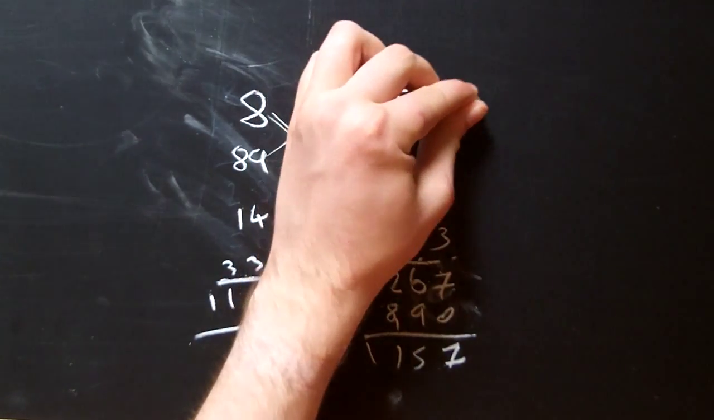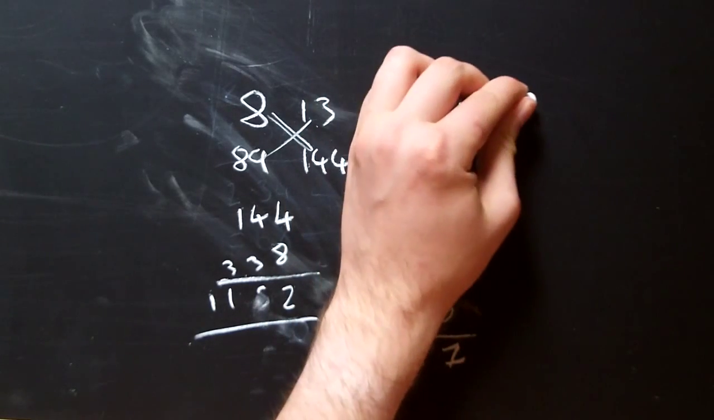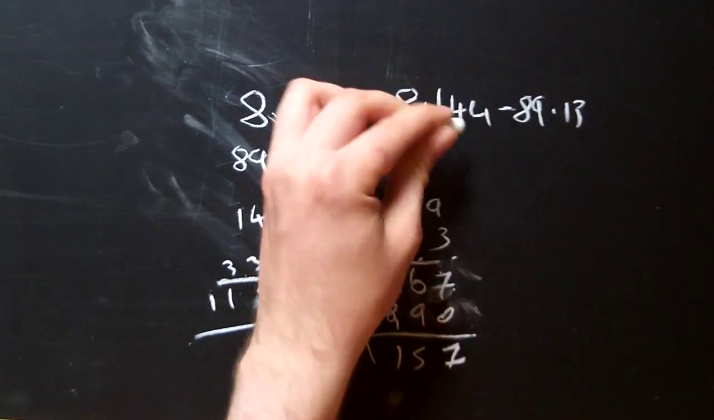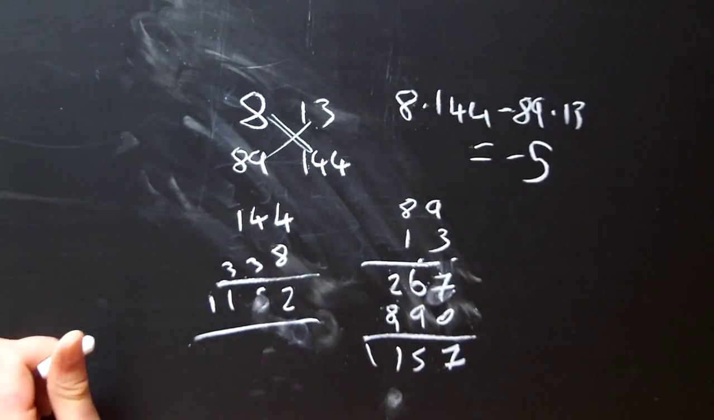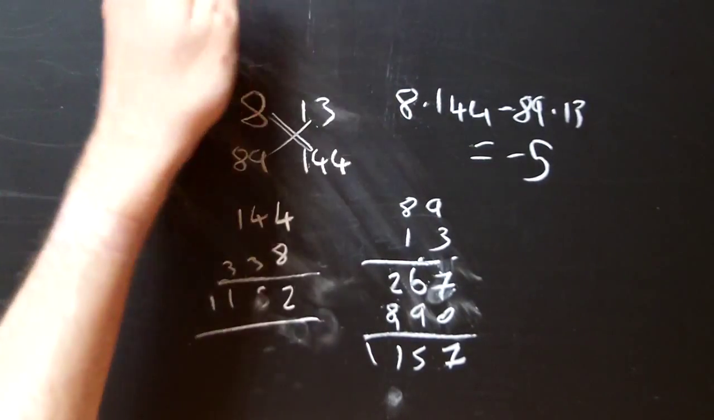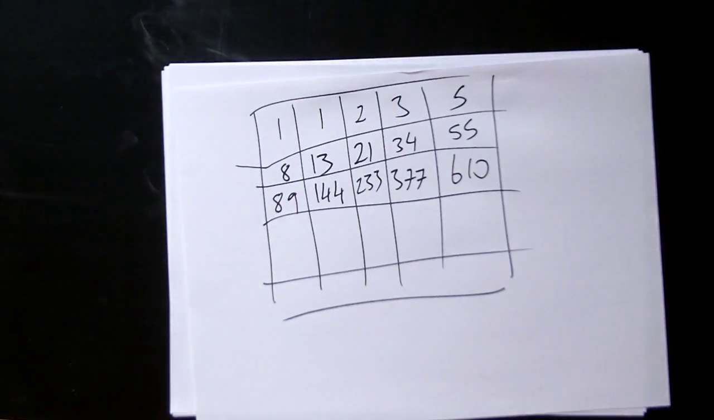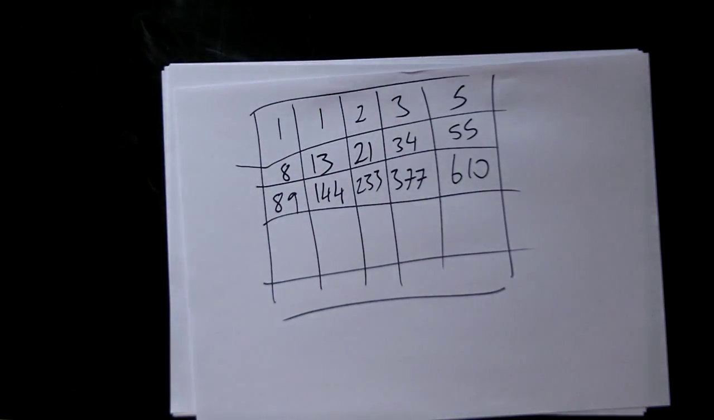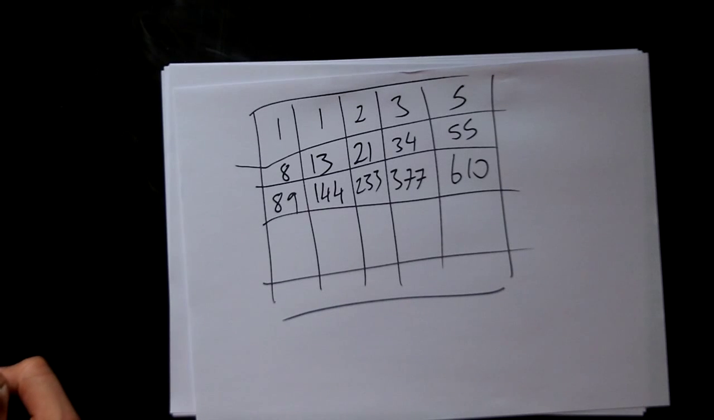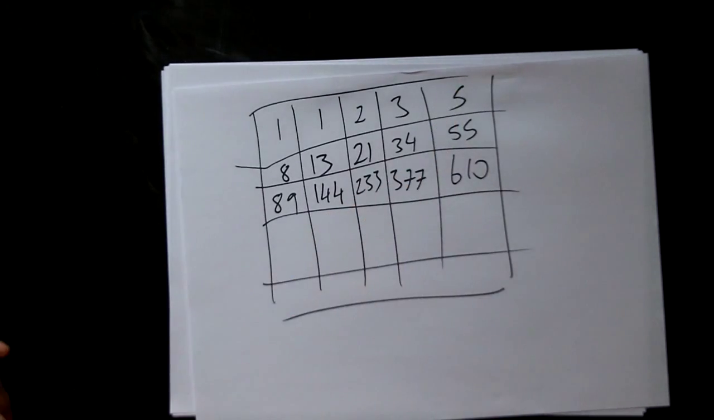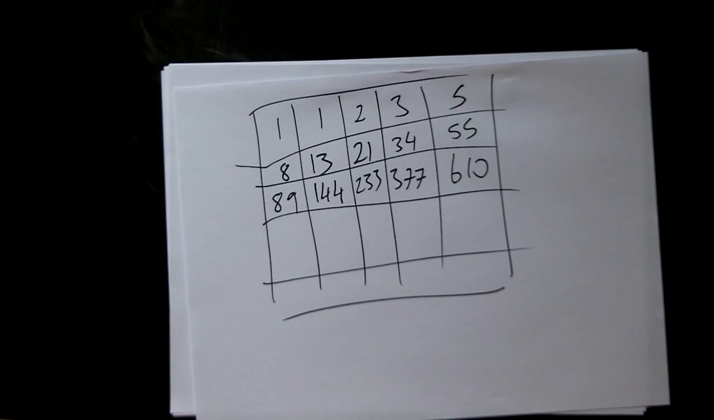So 8 times 144 minus 89 times 13 is minus 5. So I had 5 before, then I had minus 5. And so the first cool fact here is you take any 2x2 square in this grid and work out its determinant, it'll be either plus or minus 5. It's quite fun. 5 is the top right number here, the rightmost one on the first row, so that might have something to do with it.